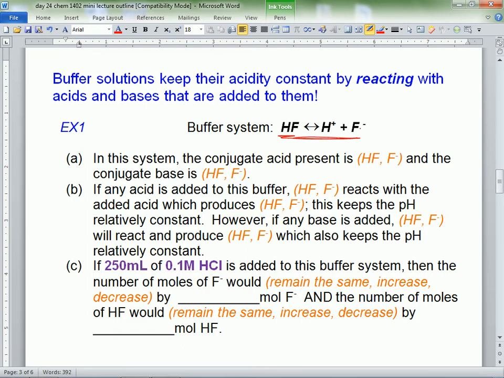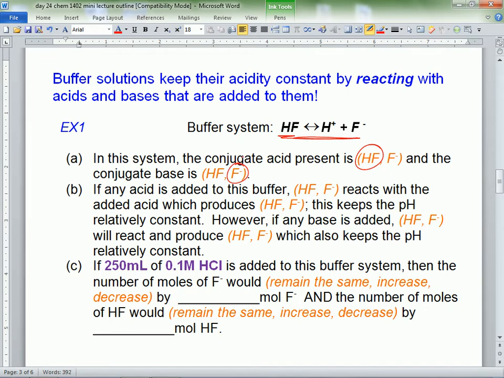Okay. So Allison, let's read this first one. Tell us what you think. In the system, the conjugate acid present is HF. Perfect. Okay. Keep going, Diana.